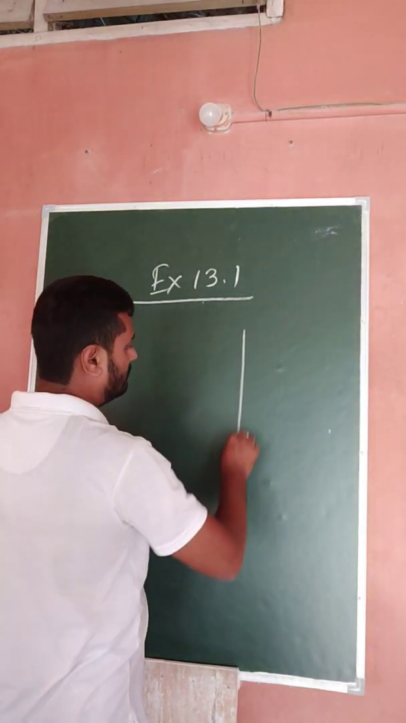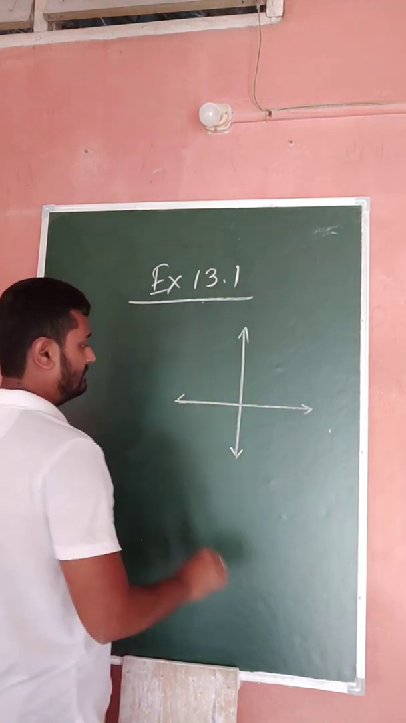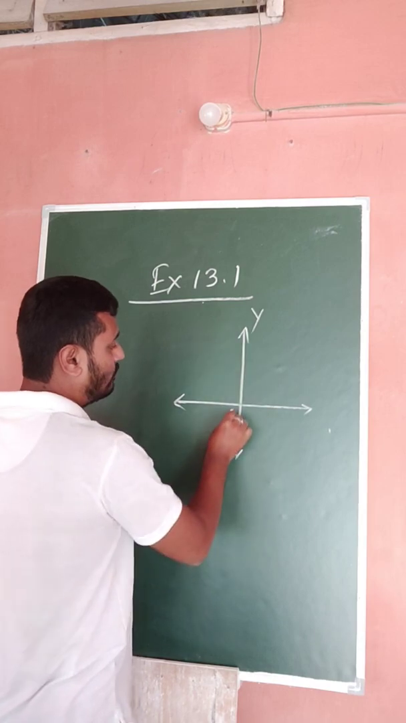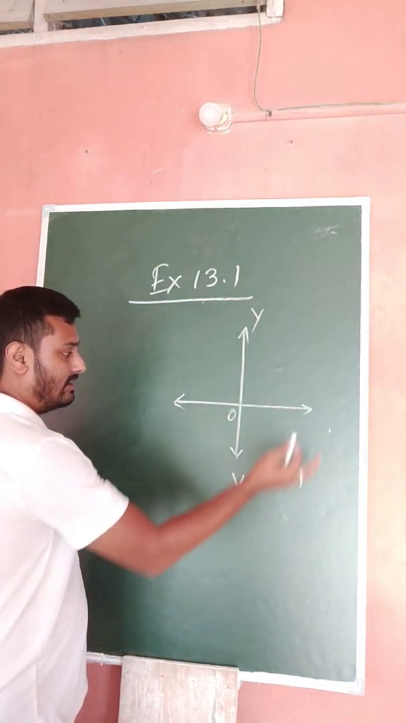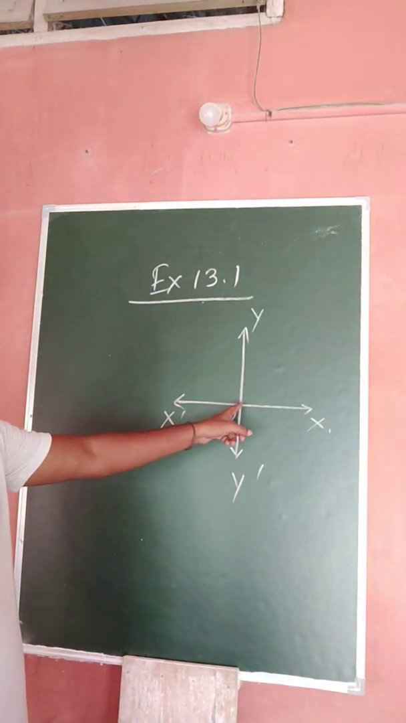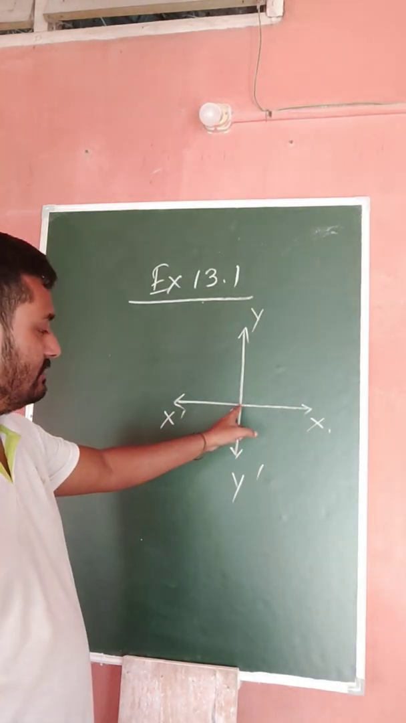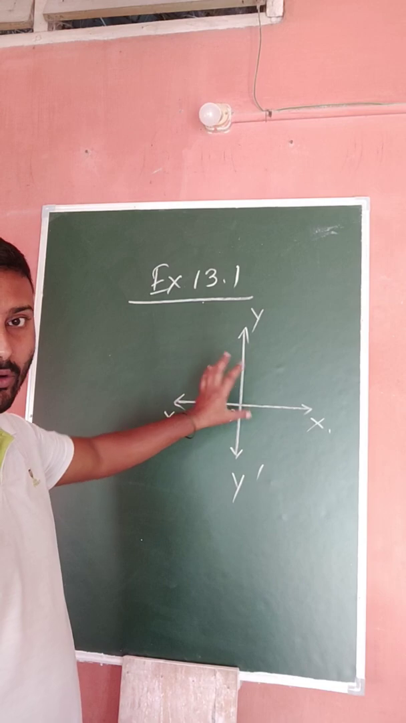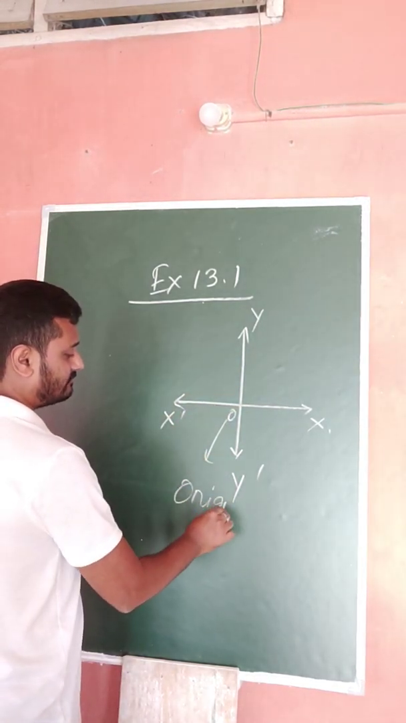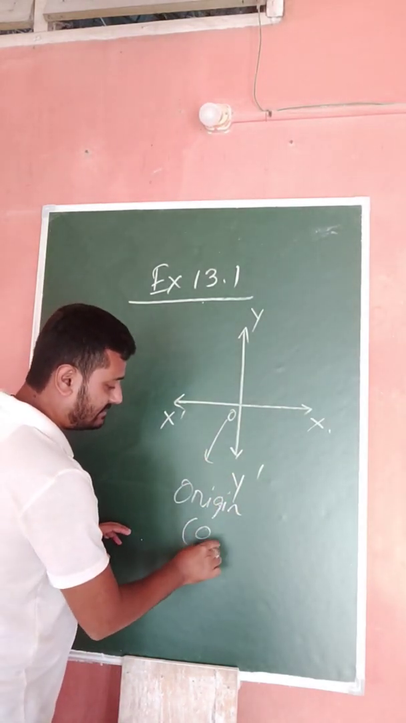This one is the vertical axis and this one is the horizontal axis. The vertical axis is the y-axis, or you can write y-o-y dash, and the horizontal axis is x-o-x dash. This is the point of intersection of the x-axis and y-axis, and that point is known as the origin. Remember, the coordinate of the origin is always 0, 0.